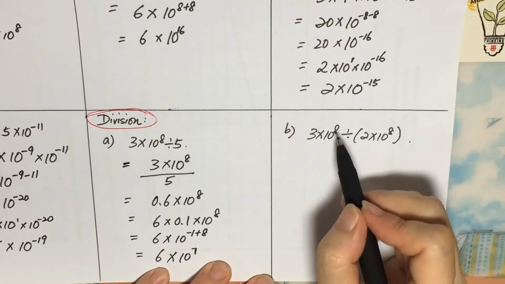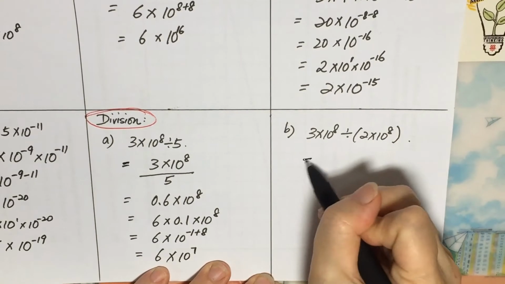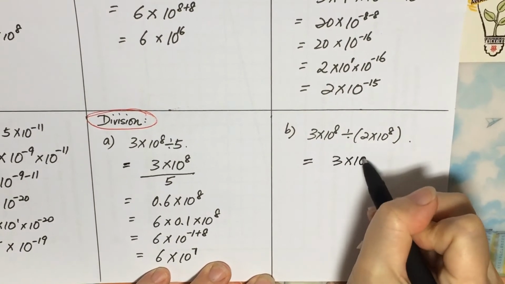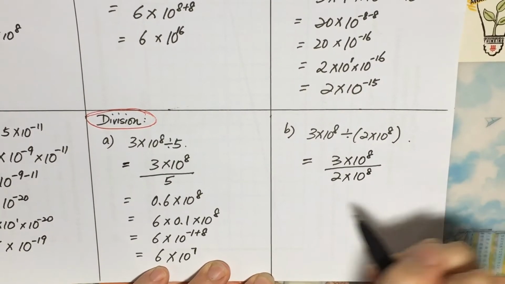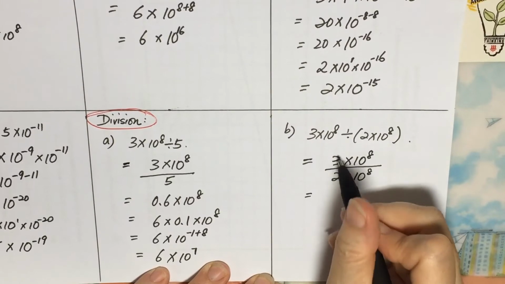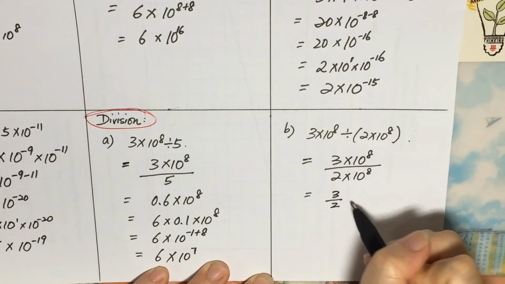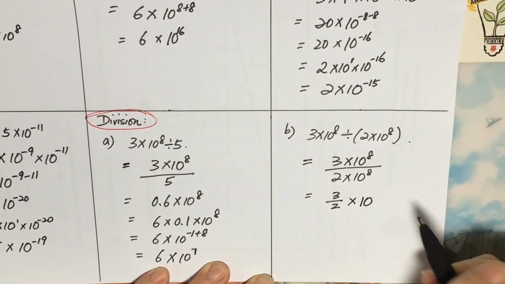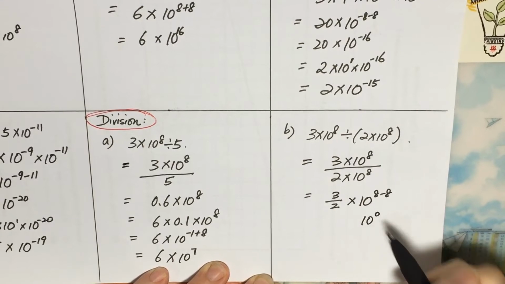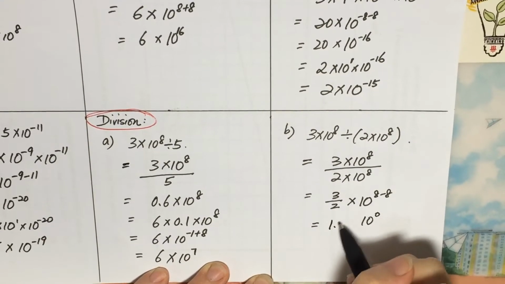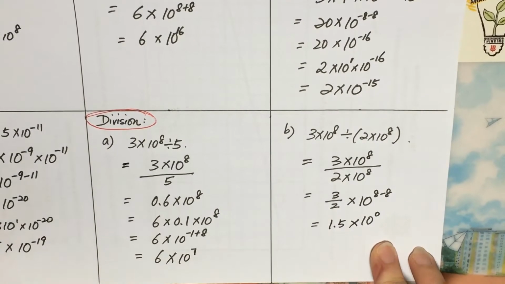Next one. There's a bracket here. A bracket means these two together, these two together. So I have 3 times 10 to the power of 8 divided by 2 times 10 to the power of 8. So I can divide A with C, then B with D. So I'm having 3 divided by 2 times 10 to the power of 8 minus 8, which is 10 to the power of 0. So 3 divided by 2 is 1.5. So I'm getting 1.5 times 10 to the power of 0.